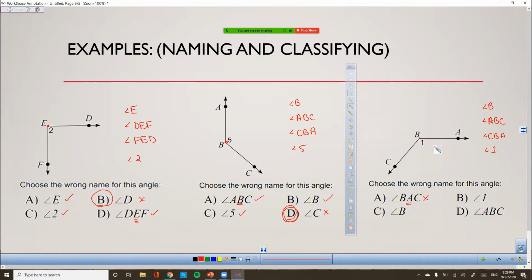Can I name it angle 1? Yes. Can I name it angle B? Yes, because that's my vertex. And can I name it angle ABC? Yes, because my vertex is in the middle. So in this case, my answer has to be letter A, because I cannot name it in that order since my vertex is not the one in the middle.